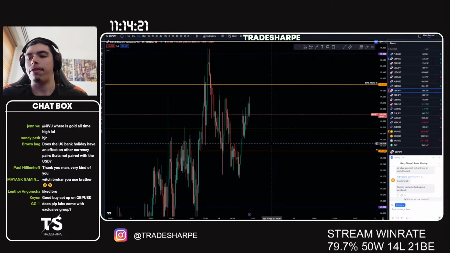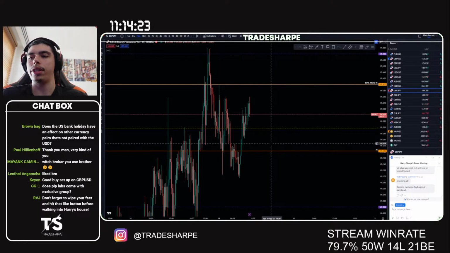Does USD bank holiday affect other currency pairs that's not paired with the USD? Unfortunately, yes, it does. Yes, it does.